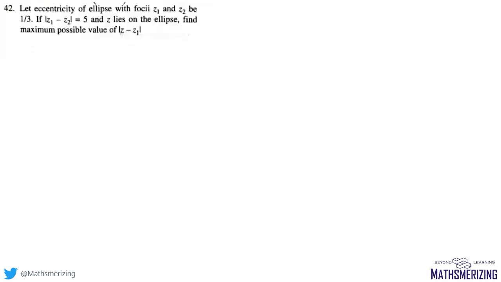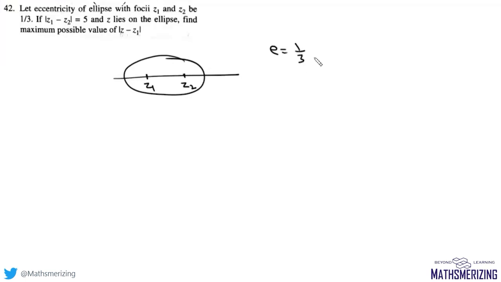Now the question is, let eccentricity of ellipse with foci Z1 and Z2 be 1 by 3. So we have this ellipse whose foci are Z1 and Z2, and here the value of E is 1 by 3. Now it says mod of Z1 minus Z2 is 5. Now we know that mod of Z1 minus Z2 is distance between its focus, and distance between its focus is 2AE. So we can write 2AE equals 5. Now value of E is 1 by 3. So value of A is 15 by 2.